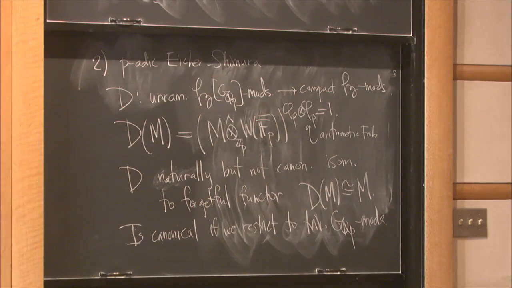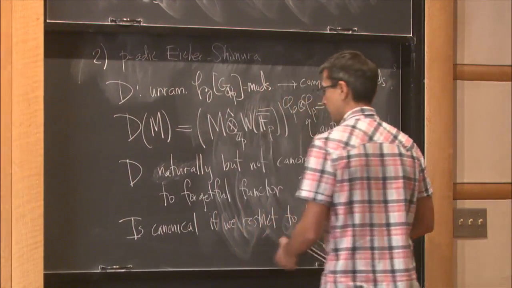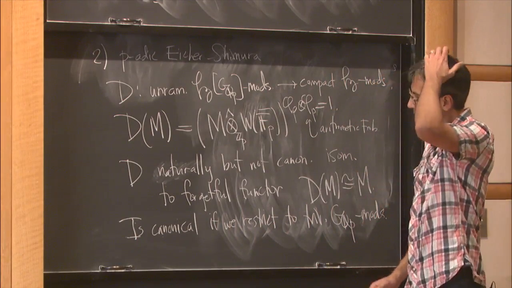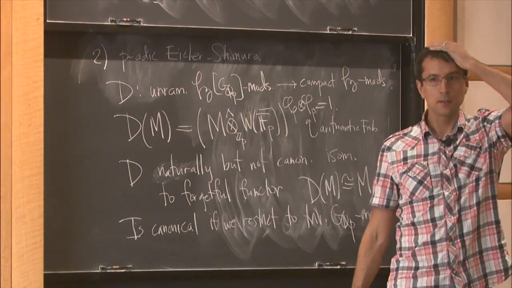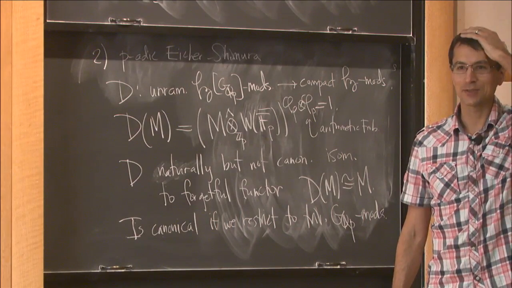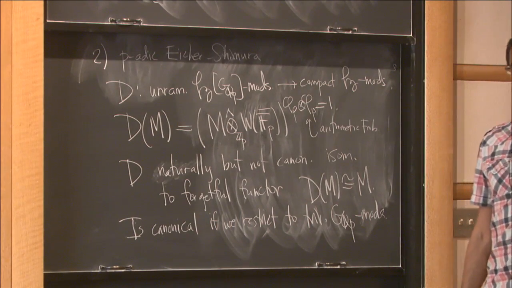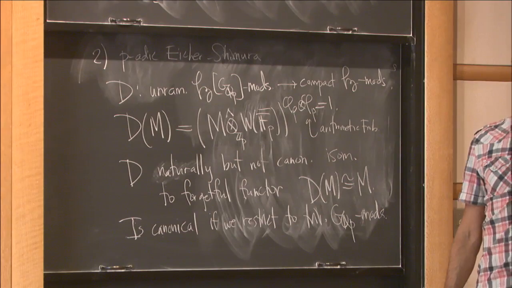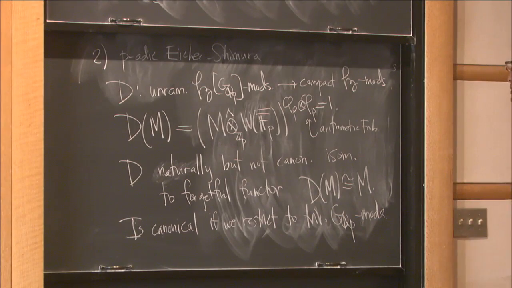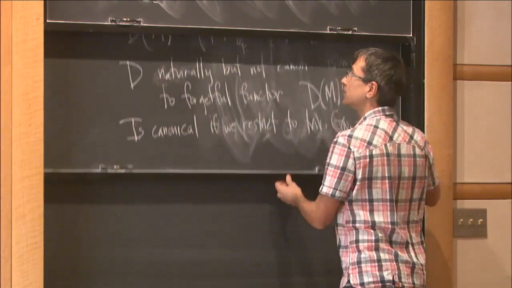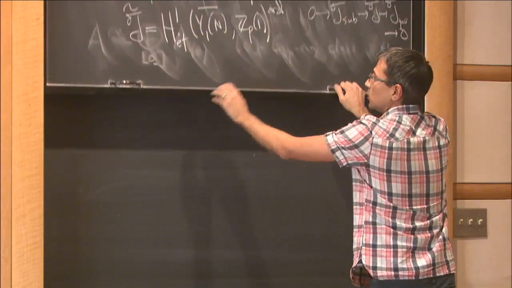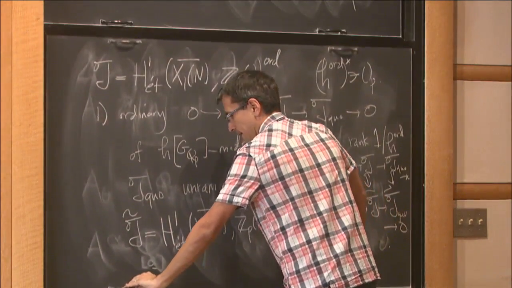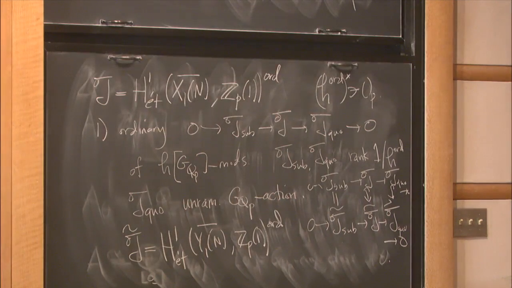Sorry, can you just, what is the difference between natural and canonical isomorphism? There's a natural transformation, but it's not a canonical natural transformation, is what I mean. What does that mean? There are many choices. You have to make choices in order to define this natural transformation. There's not a unique one.